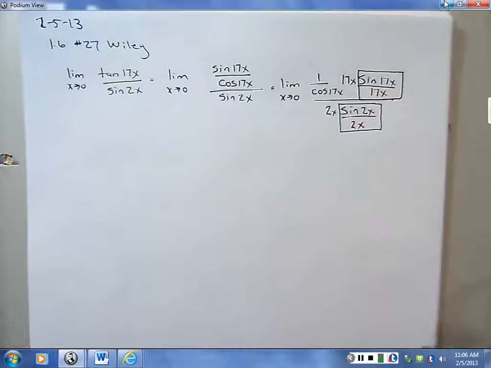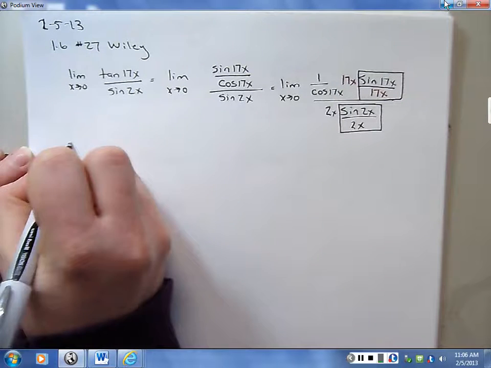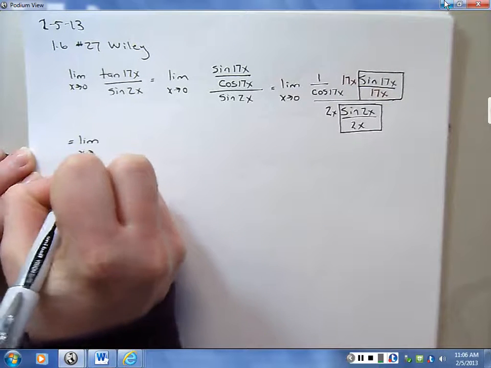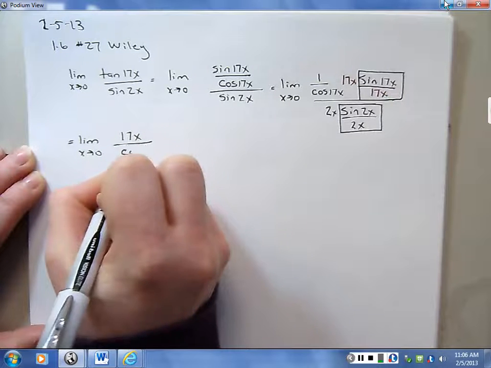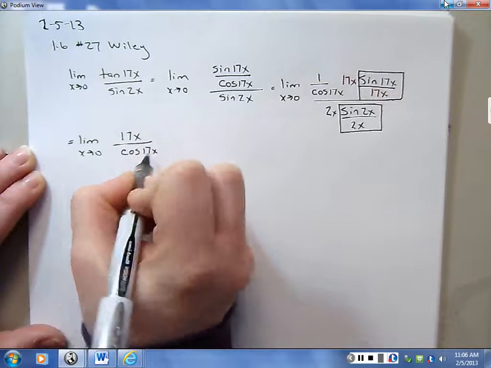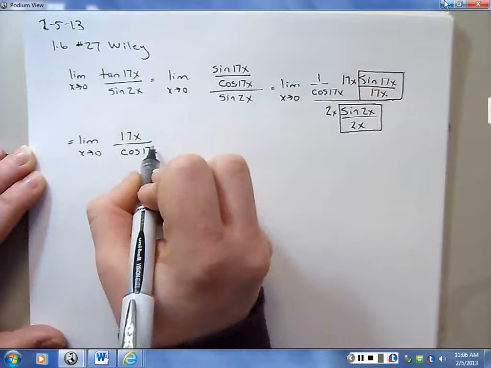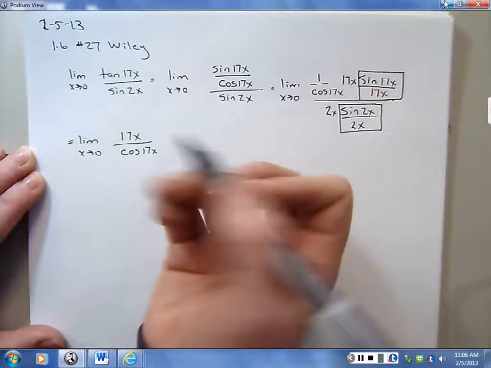I can use the squeeze theorem. I don't have to prove anything. I know that to be true. So I have the limit as x goes to 0. I'm left with a 17x divided by cosine of 17x divided by 2x.